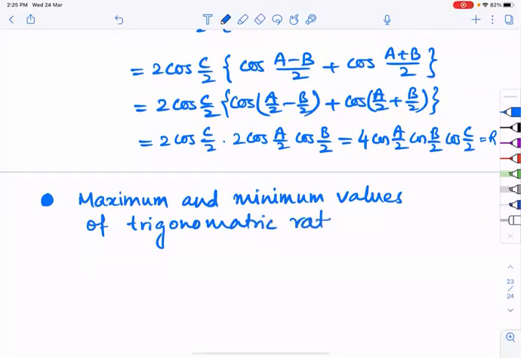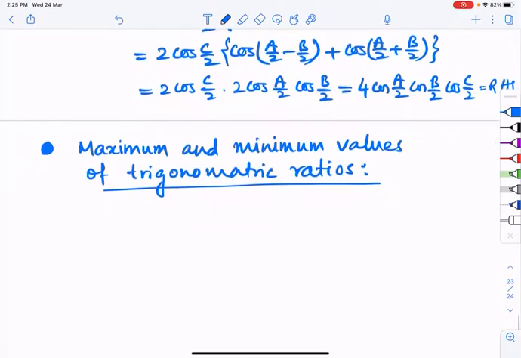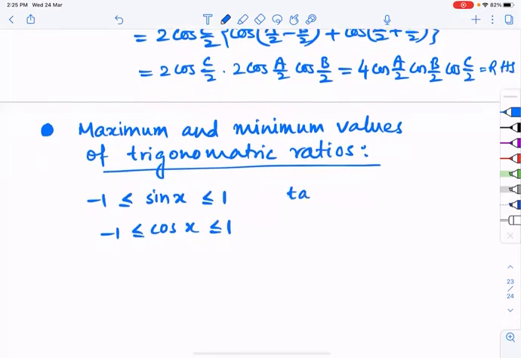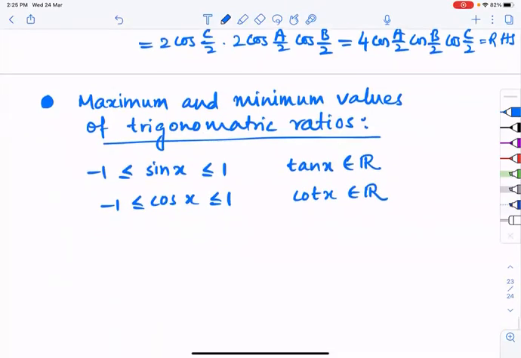So you can just remember them. You don't have to think about it too much. What is it for sin x? Minimum is minus 1, maximum is 1. For cos x also, maximum value is 1, minimum value is minus 1. Tan x, there is no maximum or minimum. It can take all real numbers. Cot x also can take all real numbers.